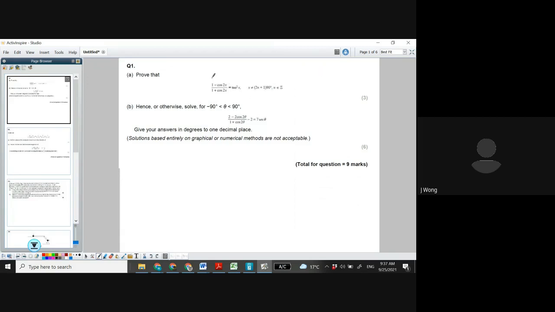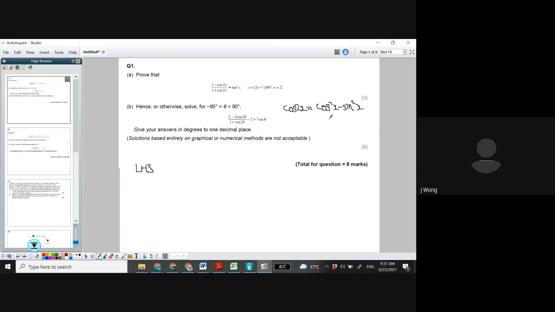So we are trying to prove that 1 minus cos 2x divided by 1 plus cos 2x will give you tan square of x. If I'm trying to prove identities, I'll always start with the side that has something that I could simplify. So in this case, I'll start with the left, since I know that cos 2x could be rewritten using the double angle formula, which is cos square x minus sine square x.